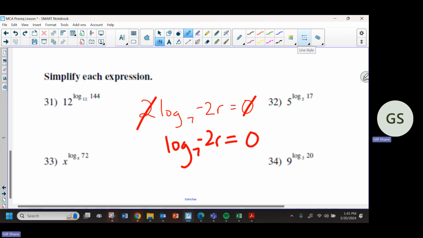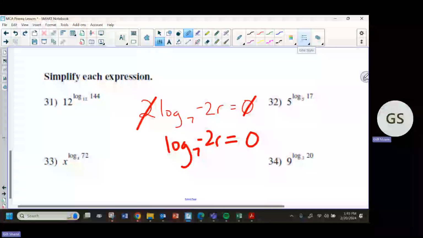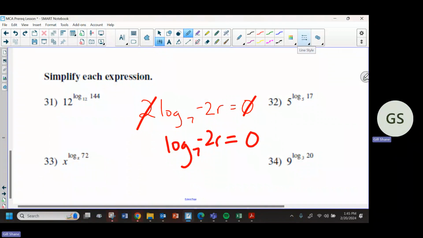No? Yeah, it says solving logarithmic equations worksheet. Should go back. Oh, wow. Cracked it, right? Yes.